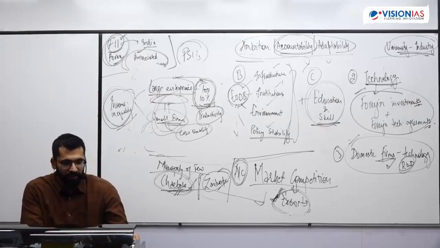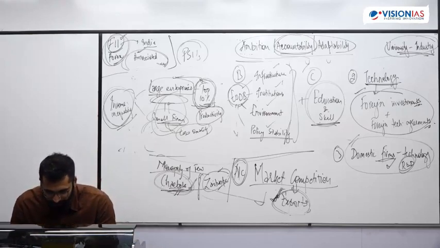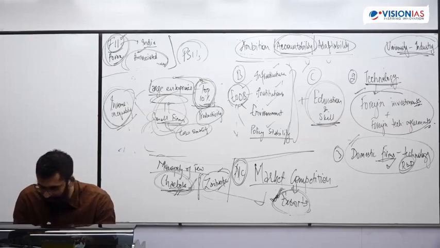So let's write down the issues with problems in Indian industry. And with this we complete the Indian industry. The first is infrastructure bottlenecks.